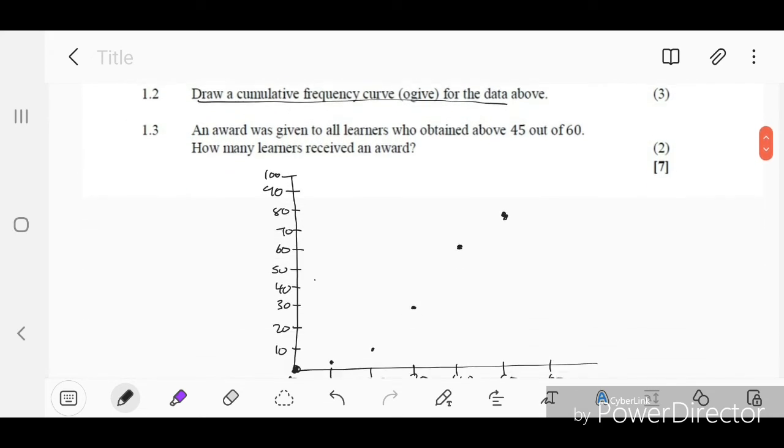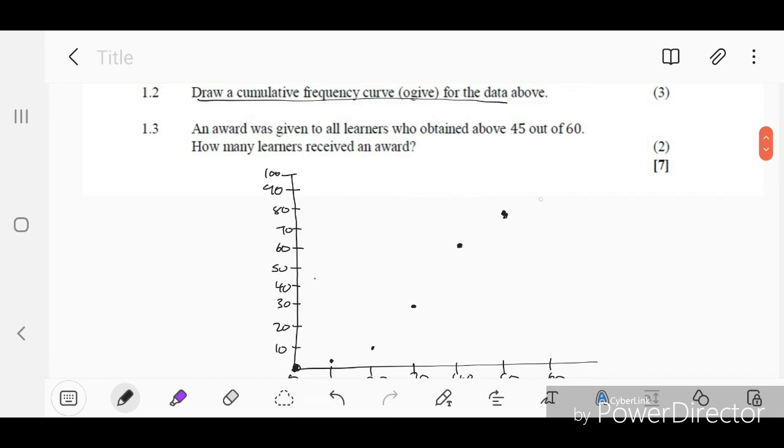And 60 with 90. So 90, there we go. So 60 with 90. And then we connect the dots into a nice curve. So that is our ogive. This last point here is our 90.